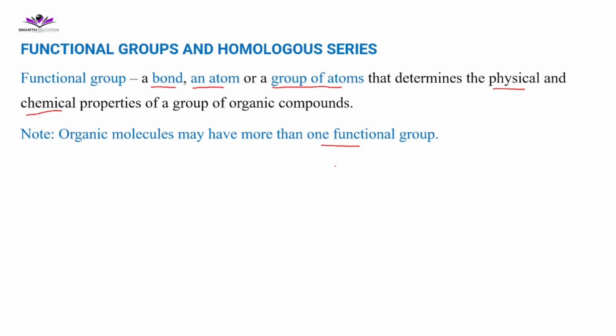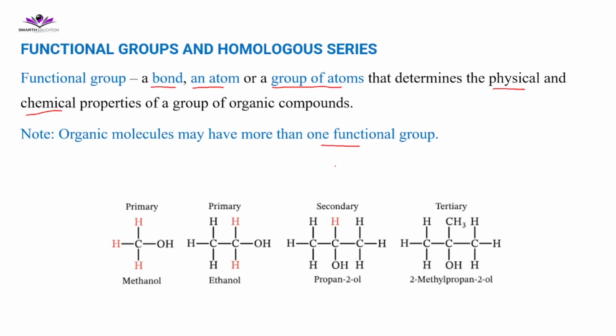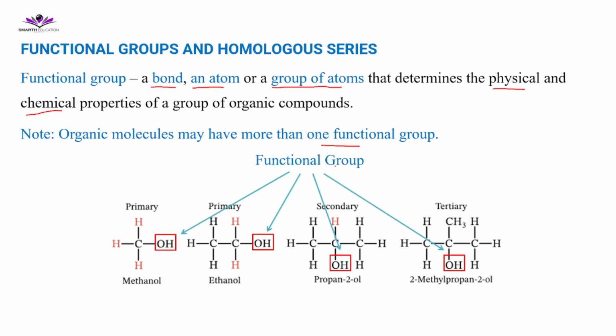Let me give you an example on this. If you check these compounds, they have this group of atoms, the OH group. So this OH group is called the functional group. A functional group can be a bond, an atom, or a group of atoms that determines the physical and chemical properties of a group of compounds. So these compounds have the same physical and chemical properties because of this functional group.